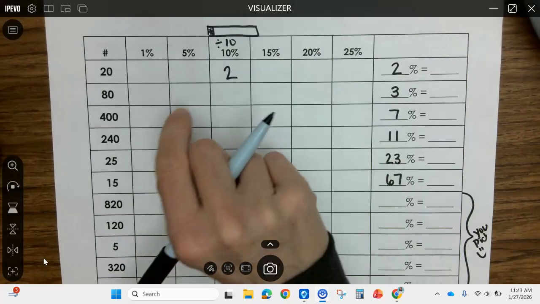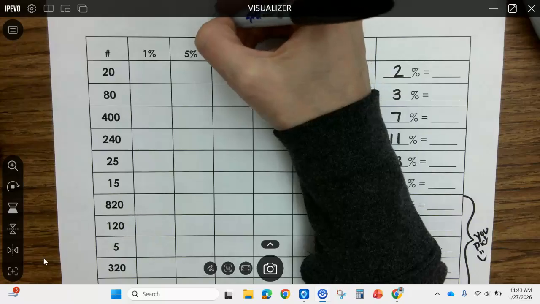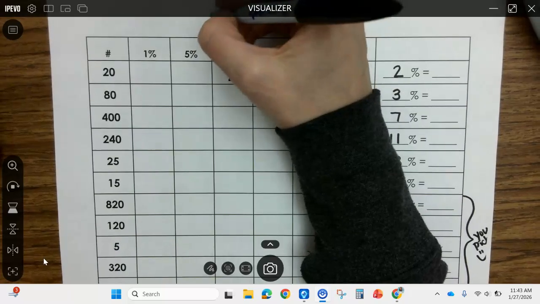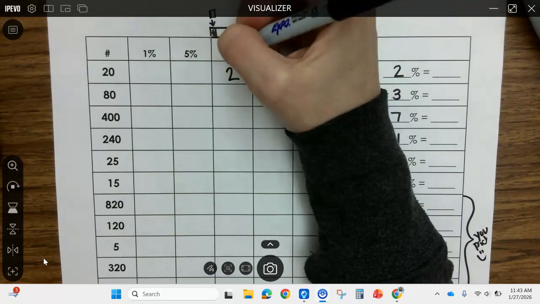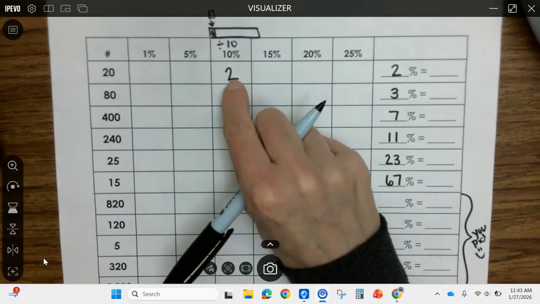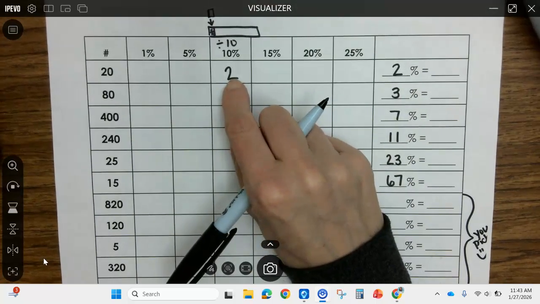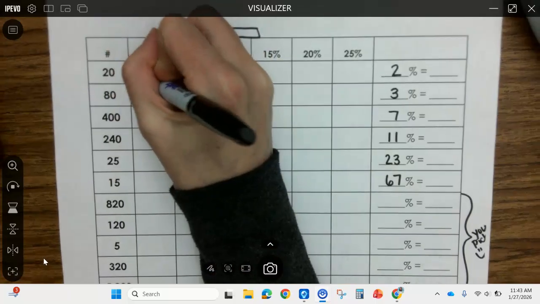Okay, then 1% would mean we take this 10% and we chop this up into 10 little pieces. And so it would be like that little sliver right there. So we'd have to divide it by 10 again. So I'm going to do 2 divided by 10. You might want a calculator for that. And we get 0.2.